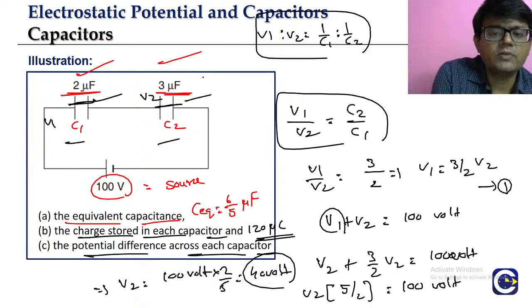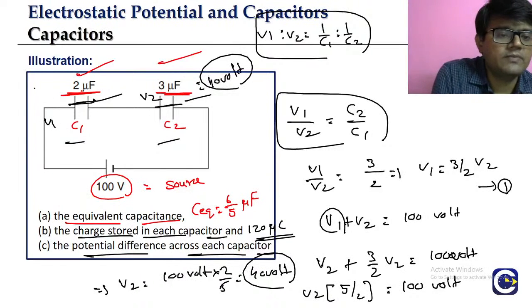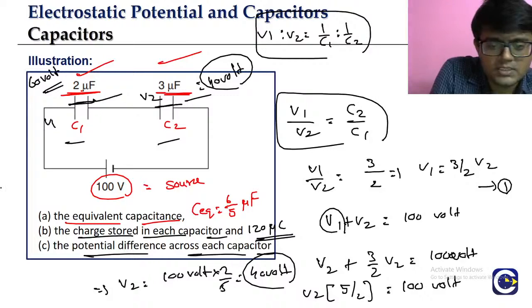So what is the value of V2? This is 40 volt. V1 plus V2 is how much? 100, right? Which means V1 will be what? 60 volt. Look, V2 is 40 volt. V1 will be what? 60 volt.